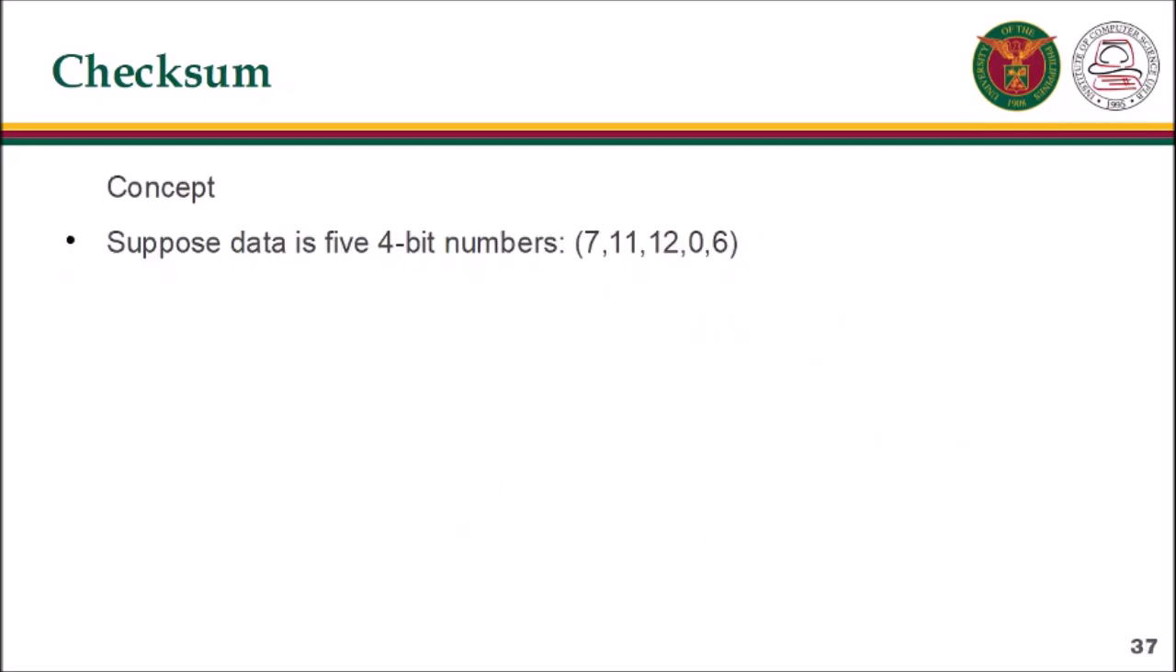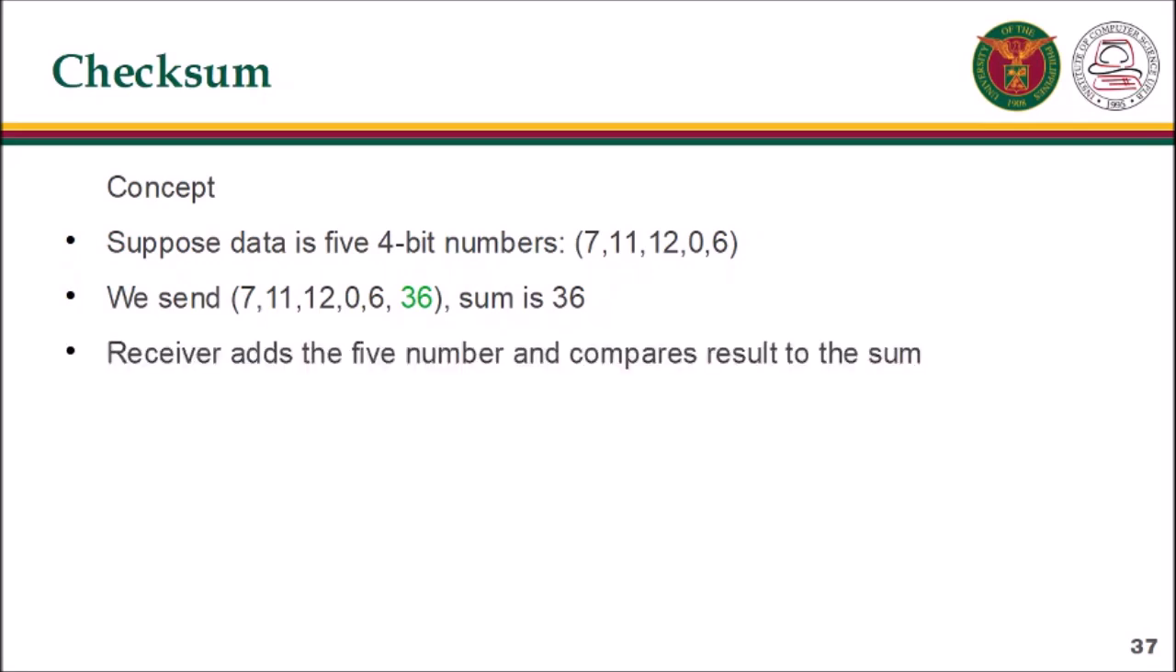The idea of the traditional checksum is simple. Suppose the message is a list of 5 4-bit numbers that we want to send. In addition to sending these numbers, we send the sum of the numbers. For example, if the set of numbers is 7, 11, 12, 0, 6, we send 7, 11, 12, 0, 6, 36, where 36 is the sum of the original numbers. The receiver adds the 5 numbers and compares the result with the sum. If the two are the same, the receiver assumes no error, accepts the 5 numbers, and discards the sum. Otherwise, there is an error somewhere and the message is not accepted.